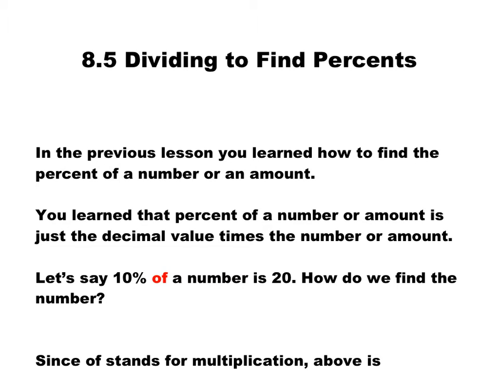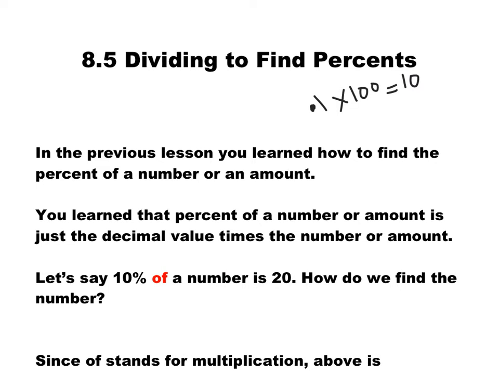In this video, we are going to find percents by dividing it. In the previous videos, we saw how we can find the percent of a number or an amount by just multiplying the decimal value of the percent and the number or the amount. For instance, we said that 10%, which is 0.1 of, let's say, 100, we just multiply 0.1 by 100 and we get 10.